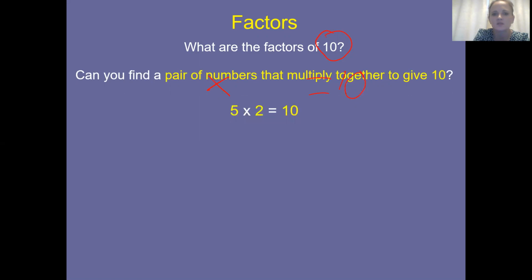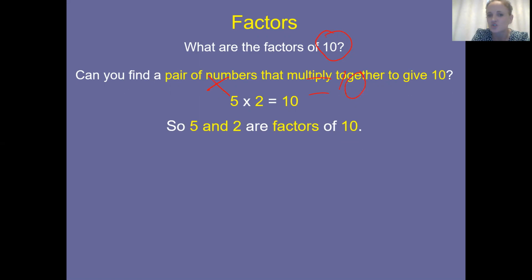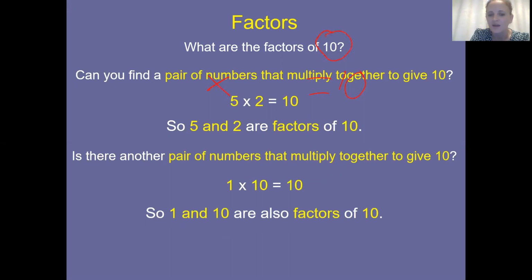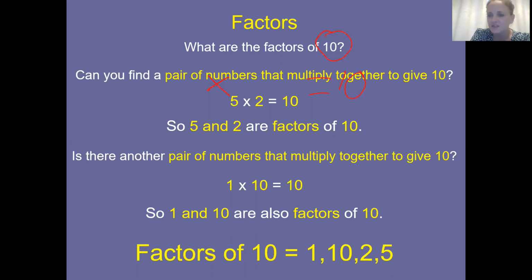So we're going to see what we can multiply together to get 10. So 5 times 2 is 10. So 5 and 2 are factors of 10. Are there other numbers that you can multiply together to get 10? Yes, you can multiply 1 and 10 itself, and that will also give you 10. So 1 and 10 are also factors of 10. So the factors of 10 are 1, 10, 2, and 5.